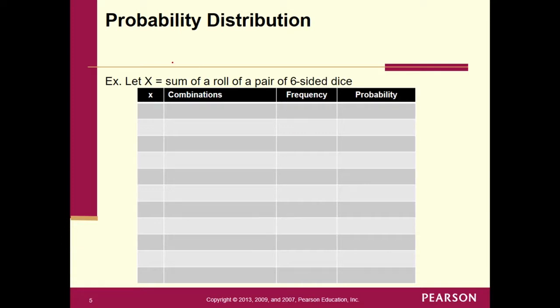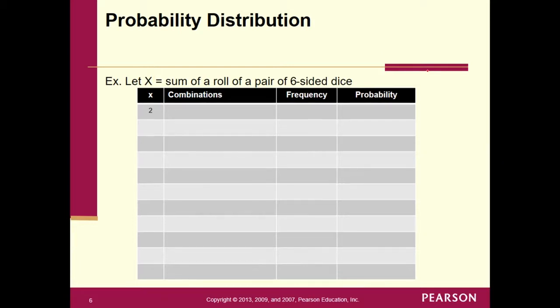And so really a probability distribution, if you go back to the definition, really only involves this column and that column, all right? X and their corresponding probabilities. But we need the other two to sort of help us to get to the probability. All right, so let's start with this. So what's the smallest value that you can get from a roll of two paired dice?